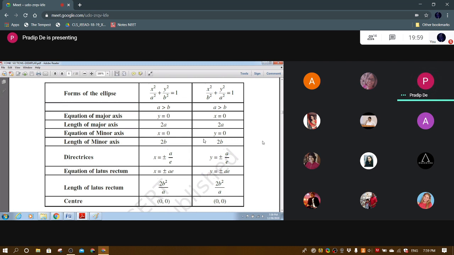And the second column, this equation represents the ellipse whose major axis is along the y-axis, a vertical ellipse. That is why you see that x and y are interchanged. a is greater than b, but here the greater denominator comes with y square, y square upon a square. And so the major axis lies along the y-axis in this case. So the first one is the horizontal ellipse, major axis along the x-axis. The second one is the vertical ellipse, whose major axis is along the y-axis.